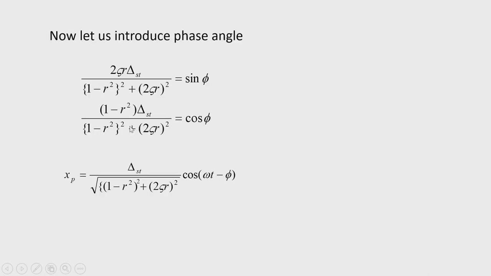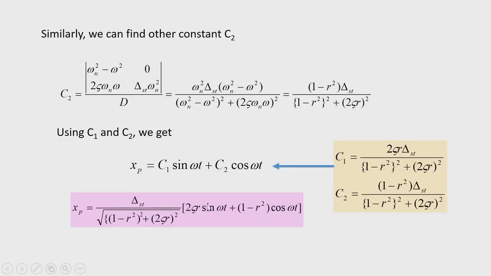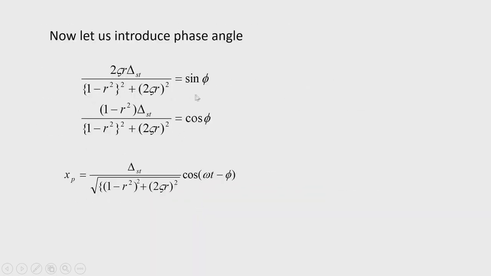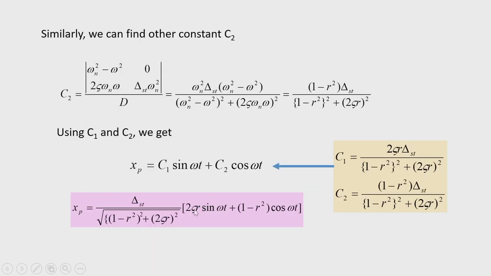Now, let us introduce the phase angle. The phase angle is defined as phi, and in that case we assume that the coefficient of sin omega t is sin phi. So, we have written here this divided by this is sin phi. Of course, delta S t we have taken separately. Similarly, the coefficient of cos omega t, 1 minus r square divided by root over (1 minus r square whole square plus 2 xi r square), is assumed as cos phi, because when you square it and add, you will get 1. So, this may represent sin phi and cos phi.